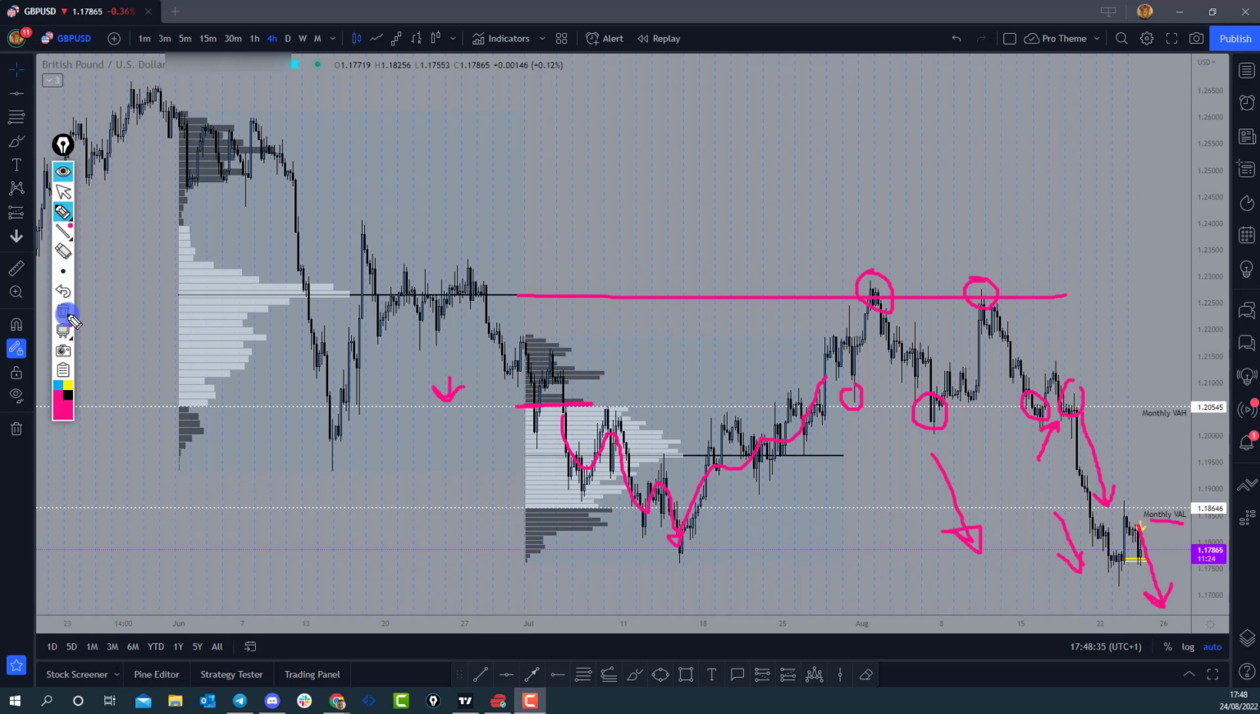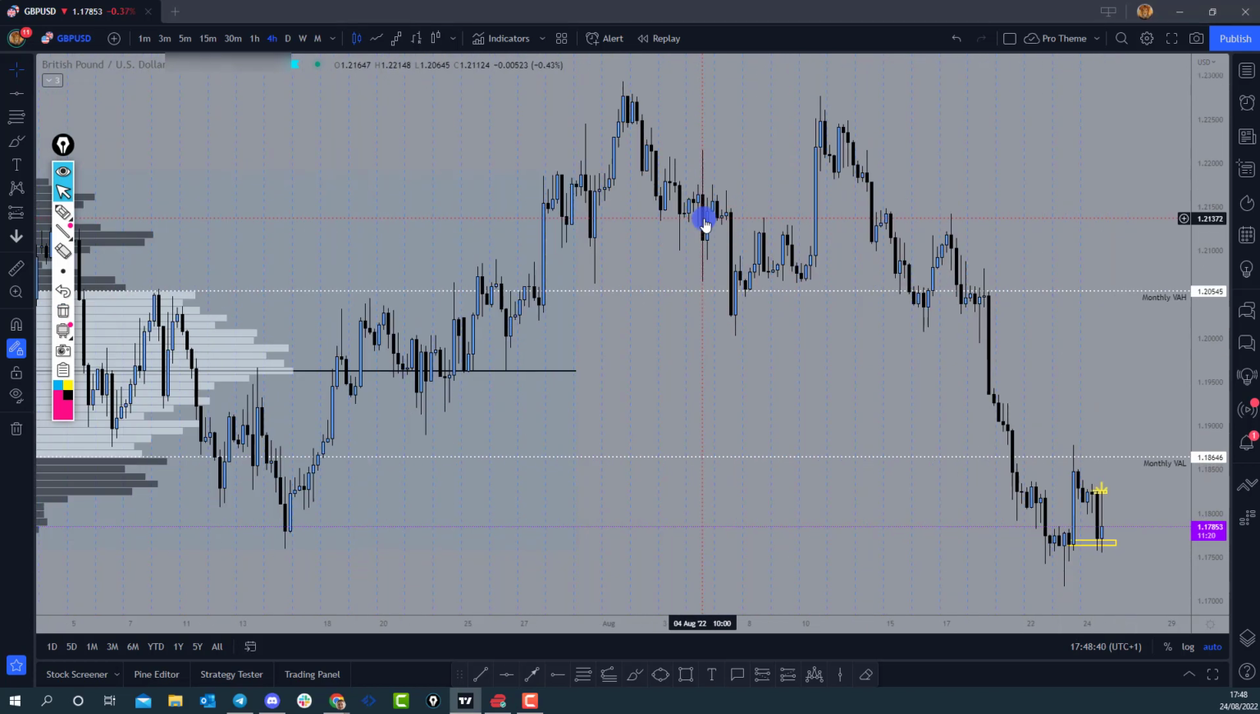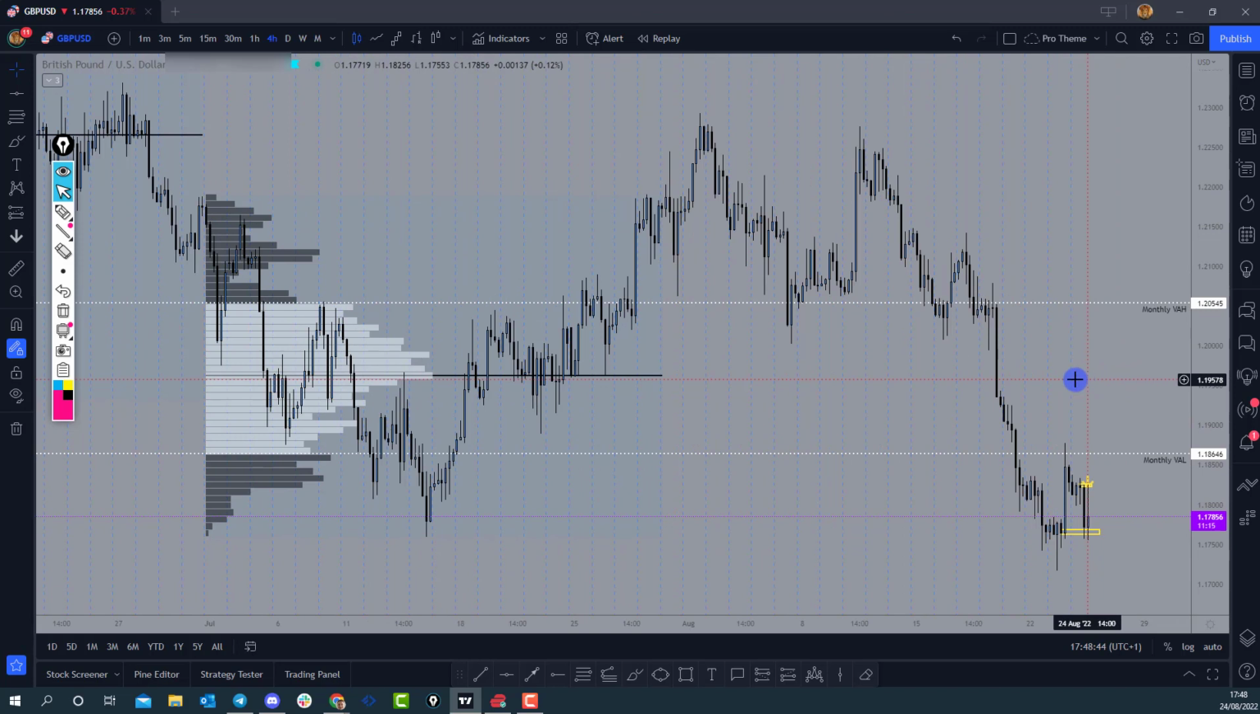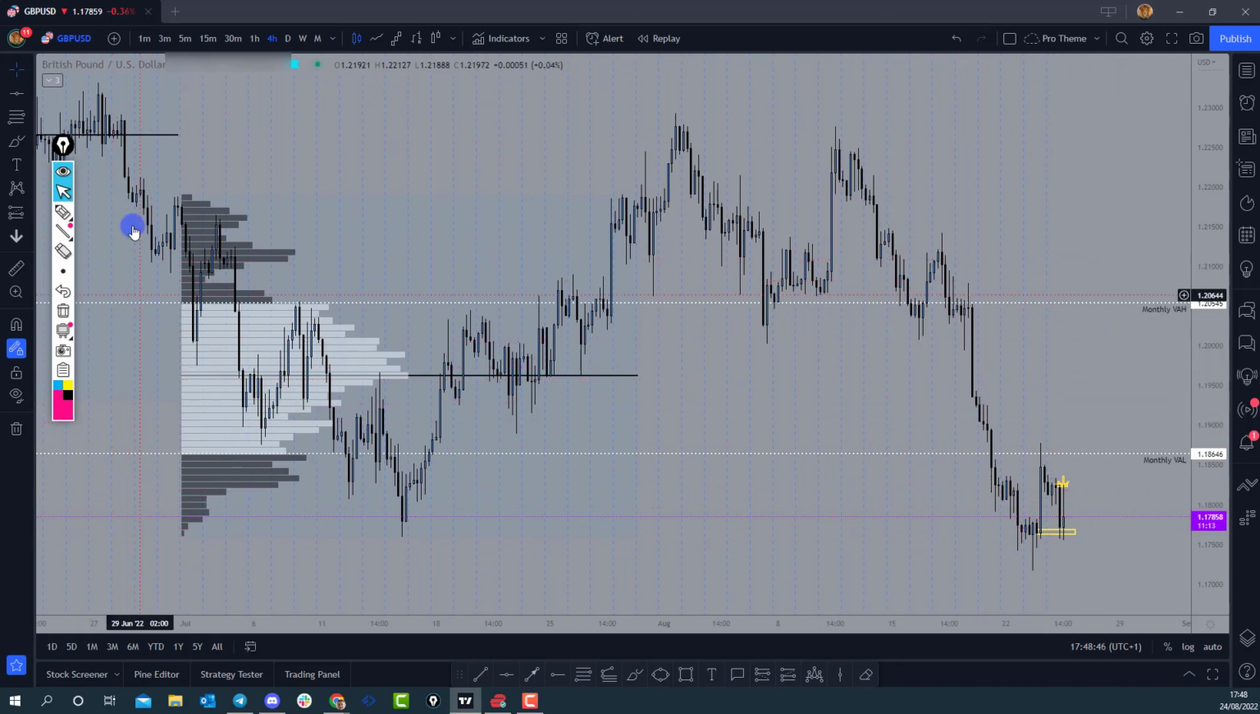Now, what is going to be super interesting is also how price played out today with regards to the volume profile levels. But what I wanted to touch upon was the what if. The what if price comes back within this monthly value area, because we can see we had a really sharp move to the downside here.